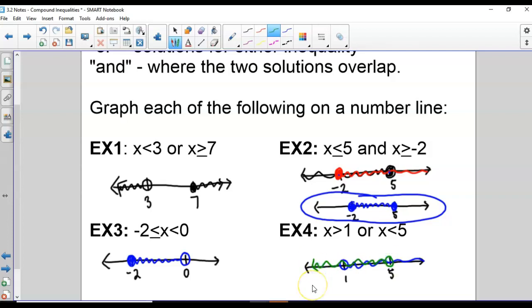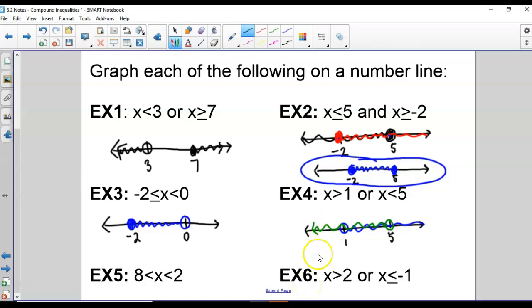Now this is an "or" problem. So if this was an "and" problem, we'd just shade between 1 and 5. But this is an "or" problem. So for this problem, our answer is the whole entire number line, because every number that exists is either greater than 1 or less than 5. So because the whole number line is shaded and this is an "or" problem, this ends up being all real numbers.